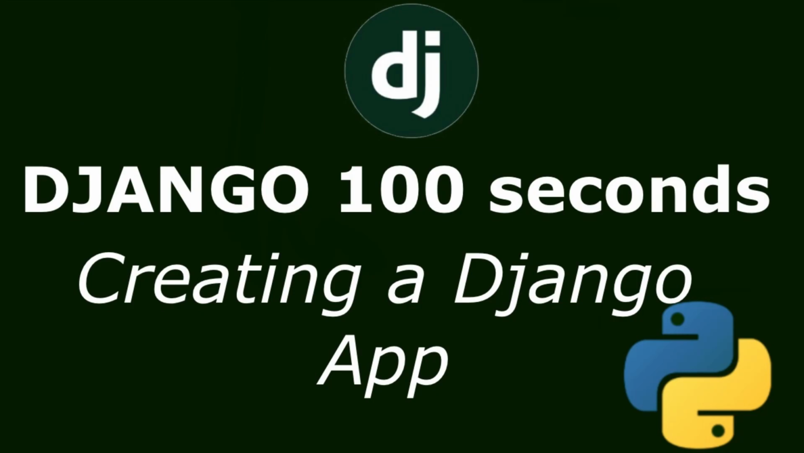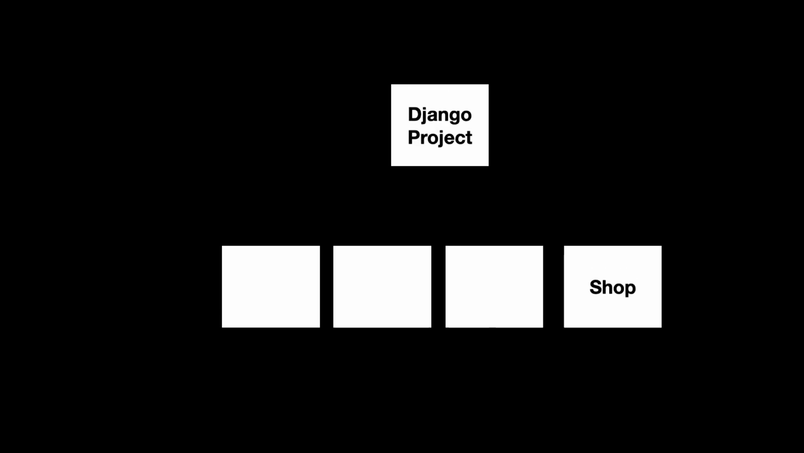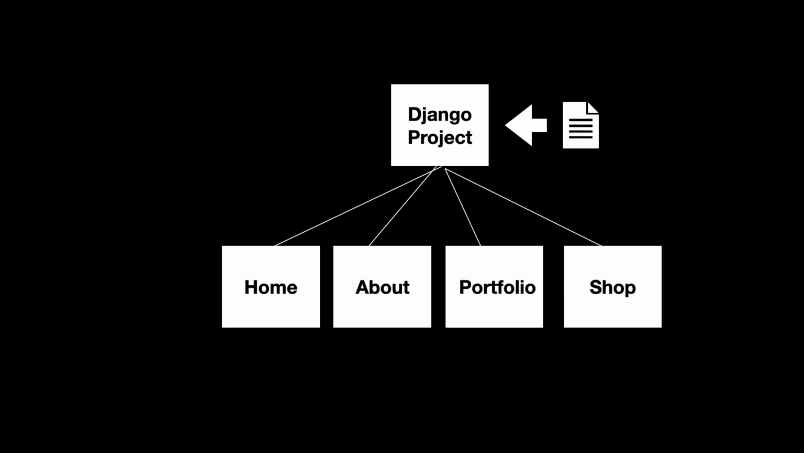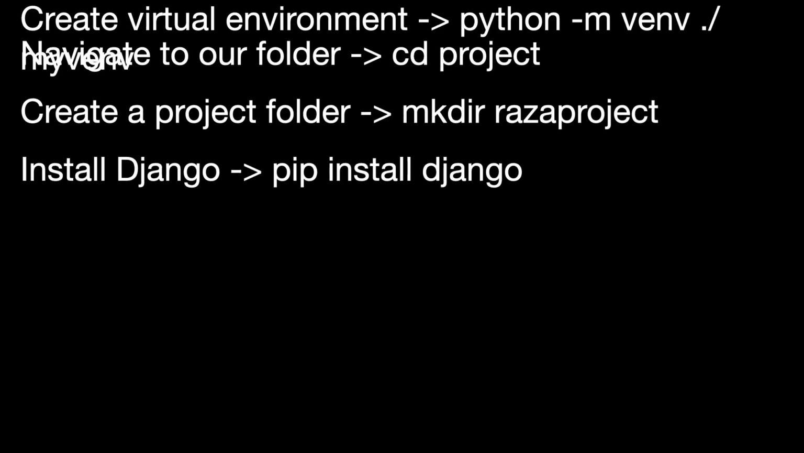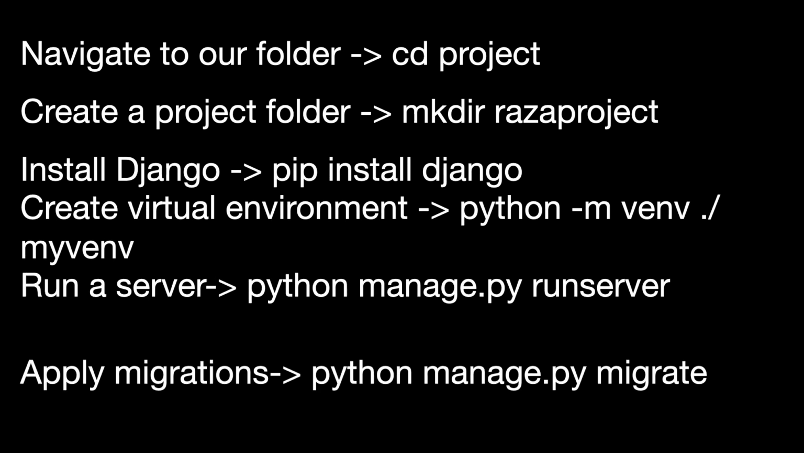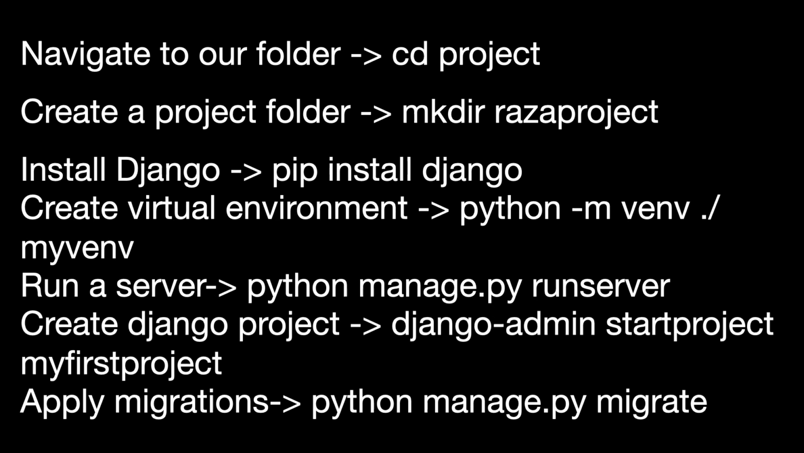In the last video, we created a Django project and went over the basic structure of a website and the files. In this video, we will create a Django app. What we covered so far: navigating to our folder, creating a project folder, creating a virtual environment, installing Django, creating a Django project, running a server, and applying migrations.